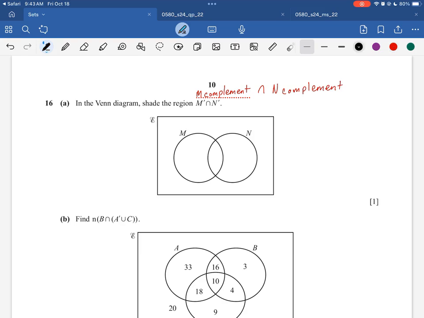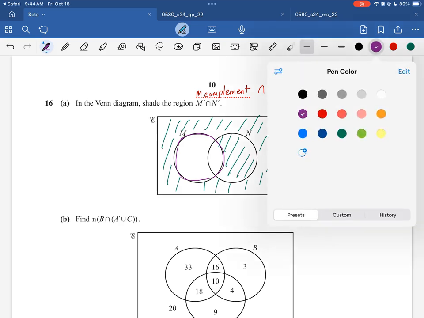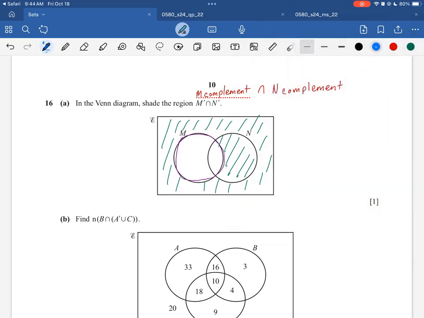Now, this is your M, right? Everything not in M, I'll do that in green, is this, plus your outside. Right? Now, this is your, what color should I use? Use a different color, say blue. This is your N. Now, everything not in N, I'll do that in red. You have not in N plus this as well. Outside.